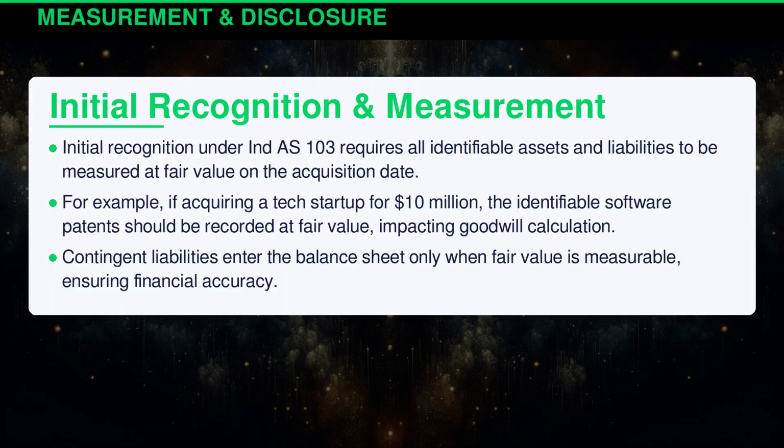Initial recognition under Indian Accounting Standard 103 requires all identifiable assets and liabilities to be measured at fair value on the acquisition date. For example, if acquiring a tech startup for $10 million, the identifiable software patents should be recorded at fair value, impacting goodwill calculation. Contingent liabilities enter the balance sheet only when fair value is measurable, ensuring financial accuracy.